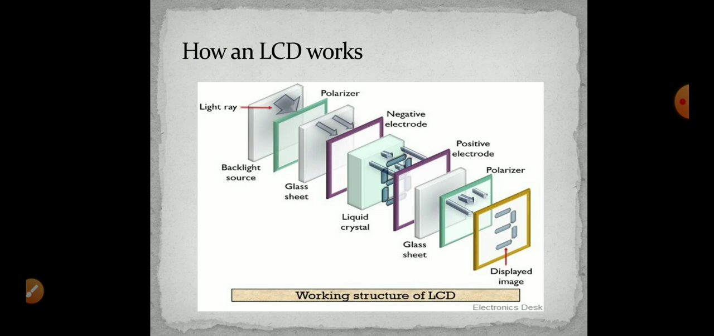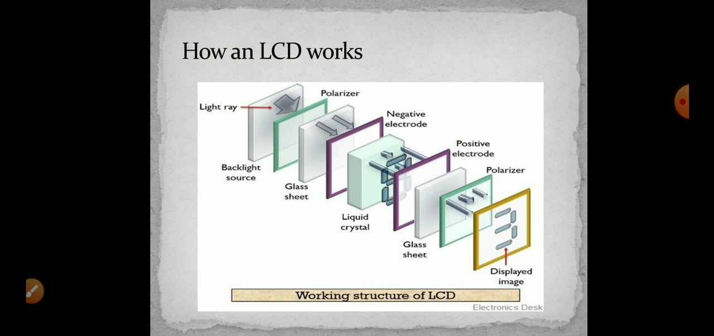In LCD working, first there is a backlight source, then polarizer, then glass sheet, negative electrode, liquid crystal, positive electrode, glass sheet, polarizer and displayed image. When light rays are emitted by the backlight source, they get polarized by the polarizer. And these polarized light signals pass through the glass sheet and reach the negative electrode.